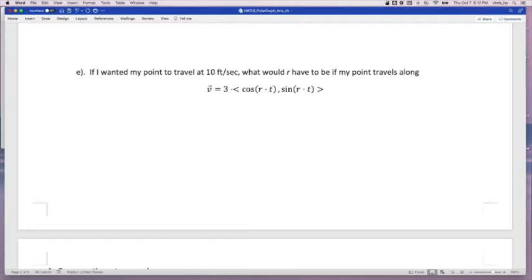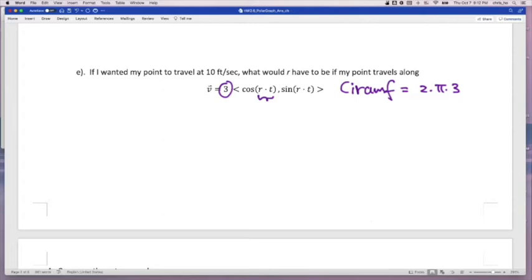Okay, part E, if I want my point to travel 10 feet per second, what would r have to be if my points travel along this vector? Well, let's figure out what the circumference is. Given the radius of 3, the circumference is equal to 2 times pi times 3, 2 pi r. And the fact that it's r times t, what would be the period for a complete revolution? How long does it take to complete one revolution?